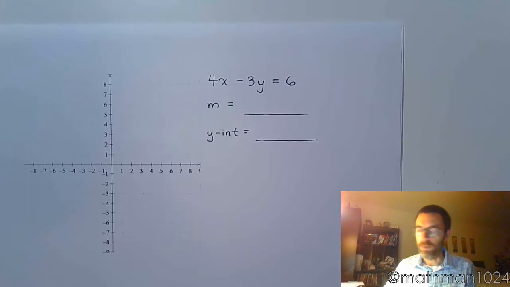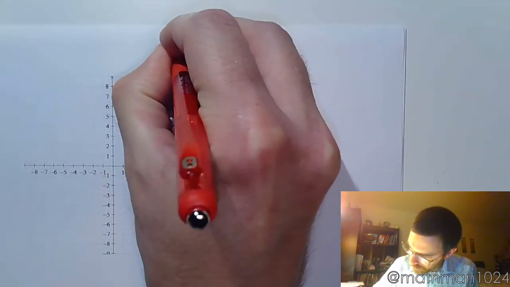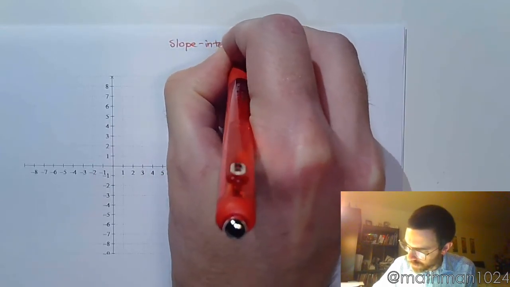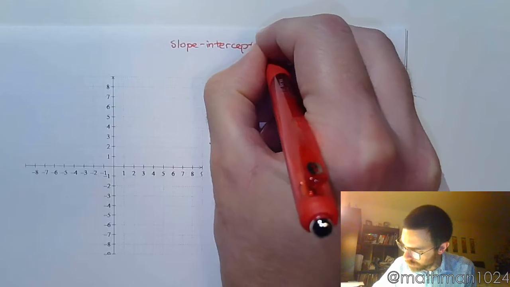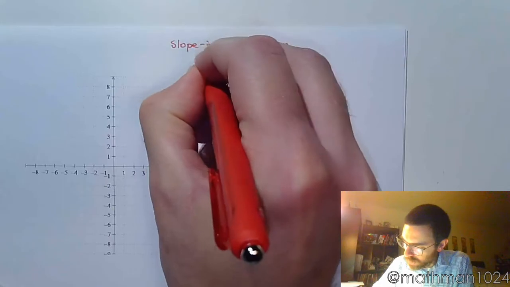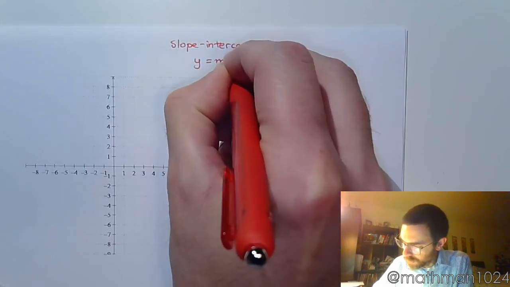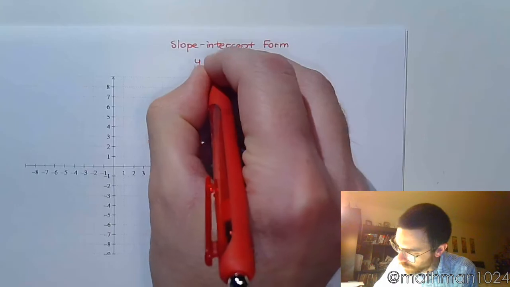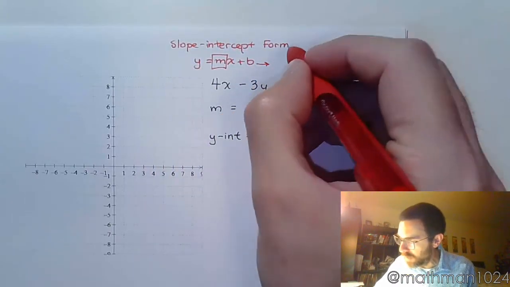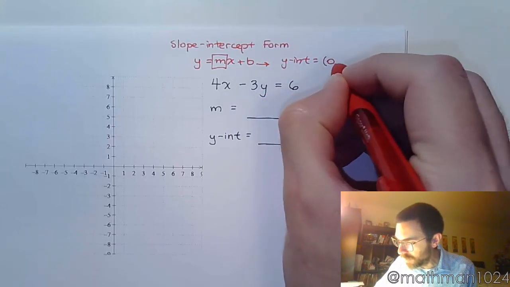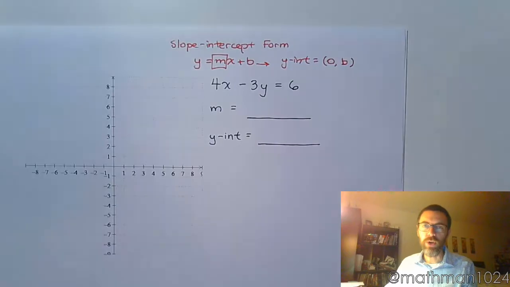into slope-intercept form. So remember, when we talk about slope-intercept form, we are talking about y equals mx plus b. So once we're in the slope-intercept form, this coefficient of x will give us our slope, and the b will give us the y-intercept. Now remember that the y-intercept is a point, and you must give the point as an ordered pair, so that would be (0, b).